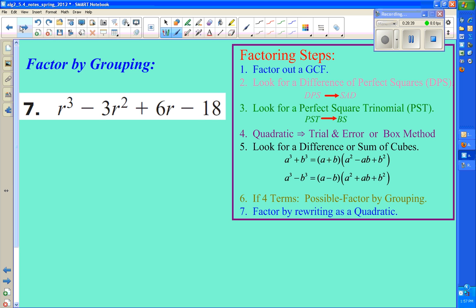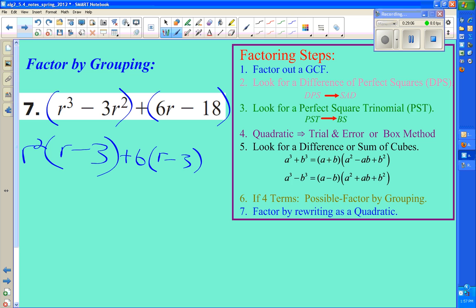So this one, we group 4 terms. We group the first 2 and the last 2. What's in common in the first one? R squared. Who's left? R minus 3. What's in common here? 6. So we're going to get plus 6. R minus 3. Look at that. They're the same again. Wow.